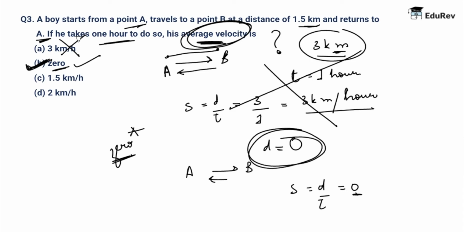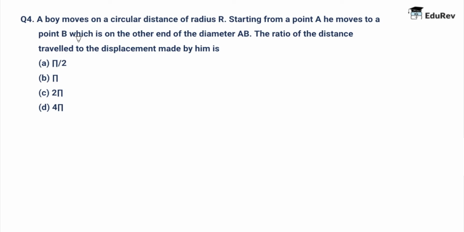So now let's move on to question number 4. I hope you understood question number 3. Now in question 4, we have been given that a boy moves on a circular track of radius r. Starting from point A, he moves to a point B, which is on the other end of the diameter AB. The ratio of the distance traveled to the displacement made by him is what?